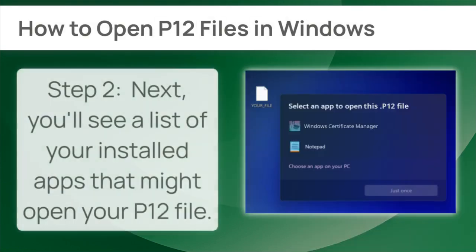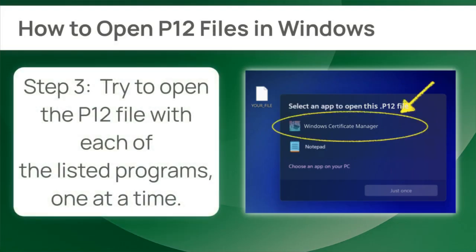Right-click your P12 file and click Open With. If Windows Certificate Manager is an option, try it. If it fails, select another program. We must find the right software association.